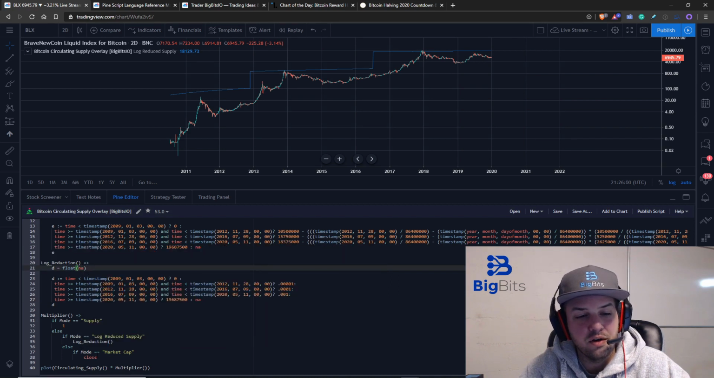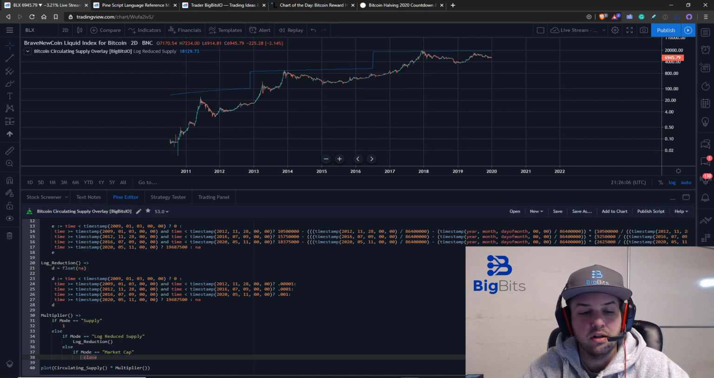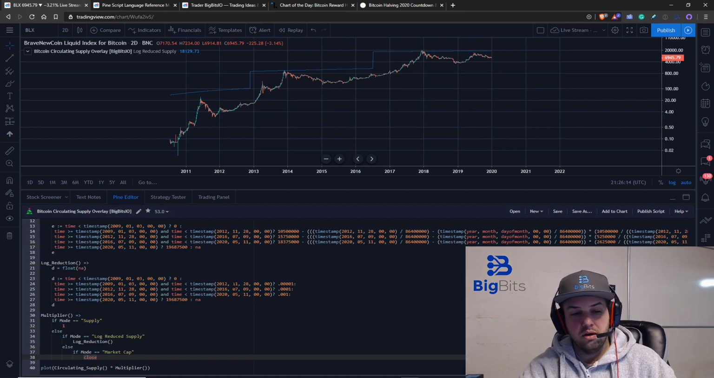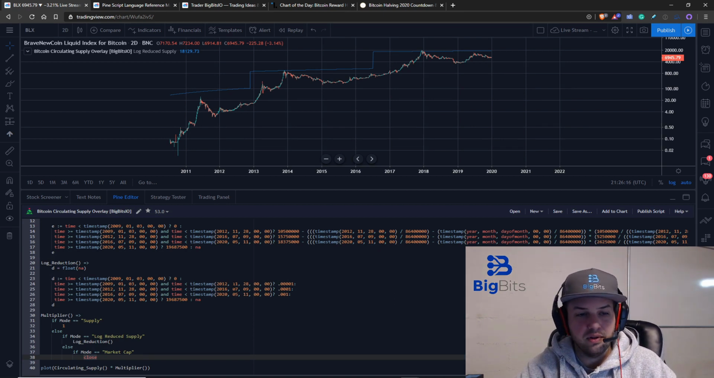But the other one, of course, the last mode is the market cap. To calculate the market cap at the moment, all you have to do is multiply the current close price on the candle times the estimated supply, and that's the current market cap of Bitcoin. So we took this one indicator and we really turned it into 3 with the different modes. But really a lot of unique things to look at here.